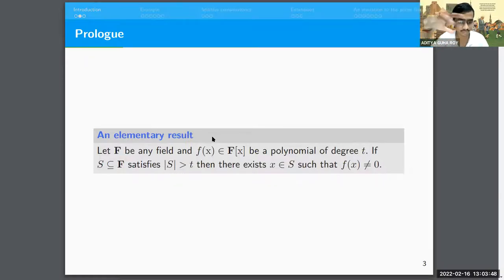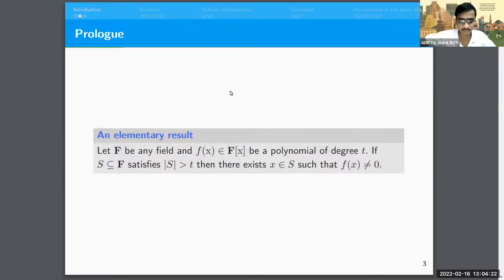Okay, so the combinatorial Nullstellensatz: we start with this elementary result. If we have a field F, and a polynomial over this field which has degree T, then if we have a subset of F which has size greater than T, there exists some point which is not a zero of this polynomial. In other words, a polynomial of degree T can have at most T distinct roots. So if you take any set of size greater than T, then we find something which is not a root of this polynomial. This is a fairly easy statement to prove, and there are many ways of proving it.